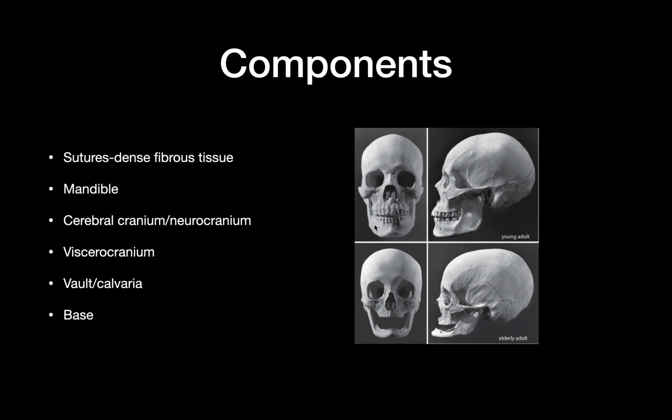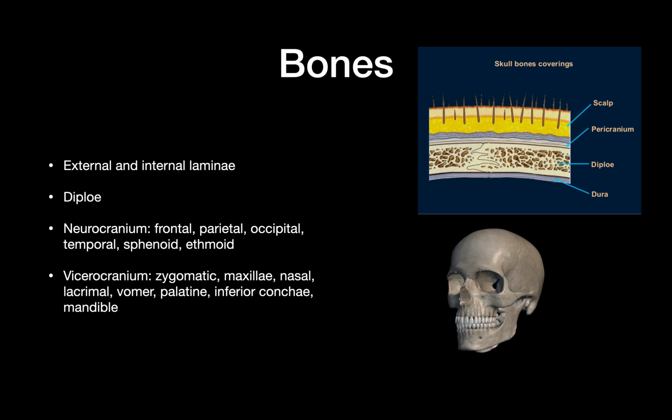The vault or the calvaria is only the top half of the skull, and then there's going to be the base of the skull. So you should know there's this plane that goes right through the zygomatic temporal all the way back to the occipital protuberance, and that's what orients the skull in the anatomical position.